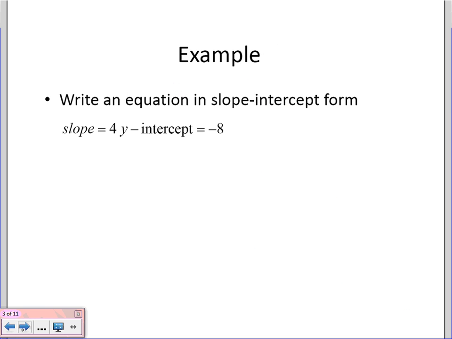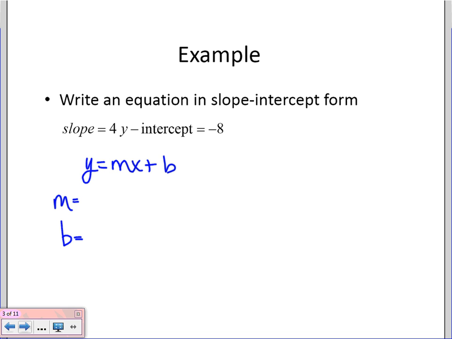So first of all, we'll start off pretty easy. I'm going to give you both slope and y-intercept. So first of all, I want us to write down y equals mx plus b. Remember, in order to write your slope-intercept form, we need an m and we need a b.